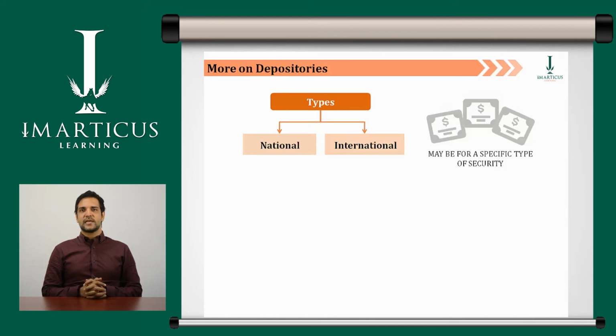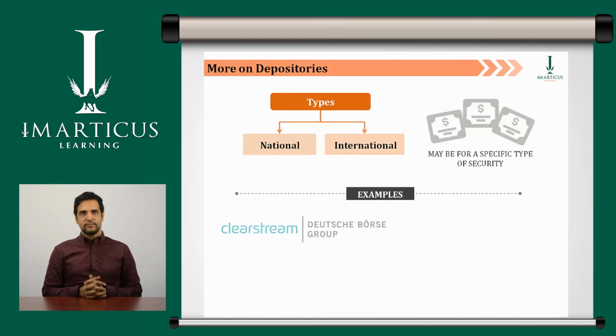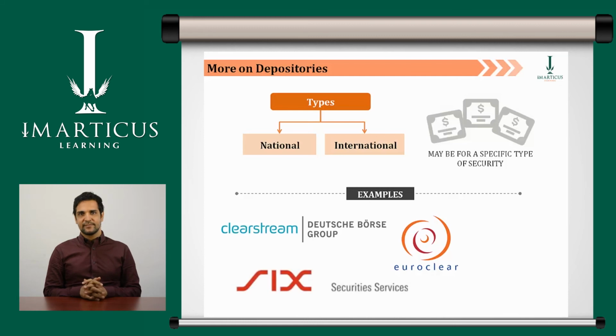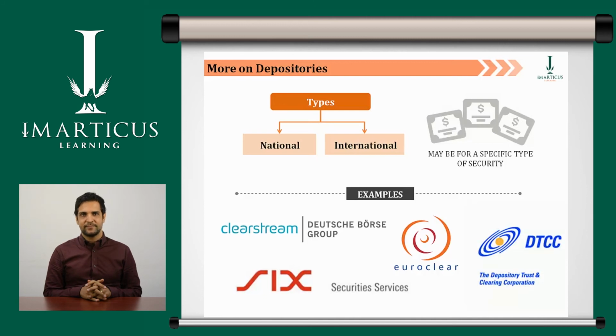International central securities depositories include Clearstream, which was earlier known as CEDEL, Euroclear, and SIX SIS, and the US Depository Trust Company, also called DTC.